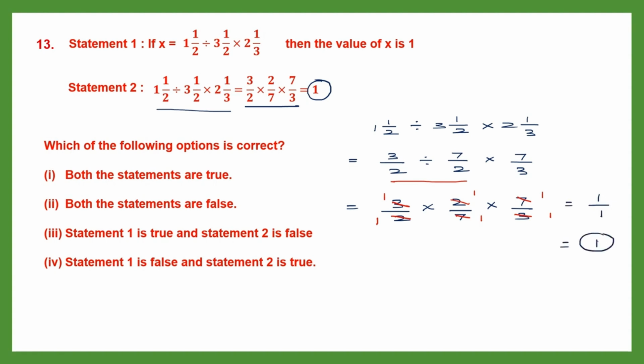So we've got 1 as our answer, and statement 2 also says that 1 is the answer. That means statement 2 is also true. Statement 1 is true, statement 2 is true. That means the correct answer here is option 1, which says both the statements are true.